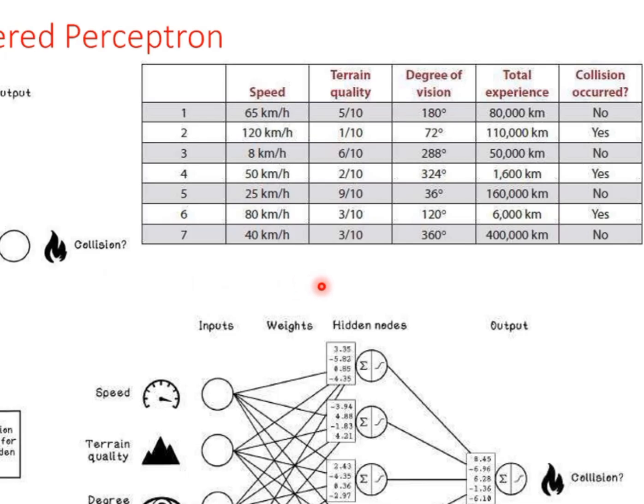Given a sum, they are provided with a train, whether the collision occurred in the train or not, the speed, terrain quality, degree of vision, total experience. These are all the input data. Their corresponding collision occurred status is also given. Check whether the perceptron has predicted correctly or not.